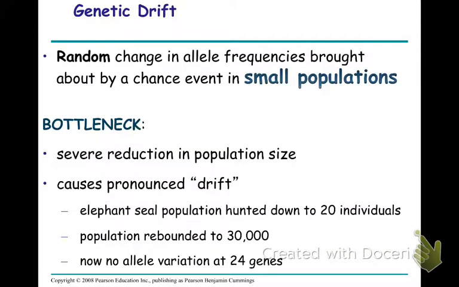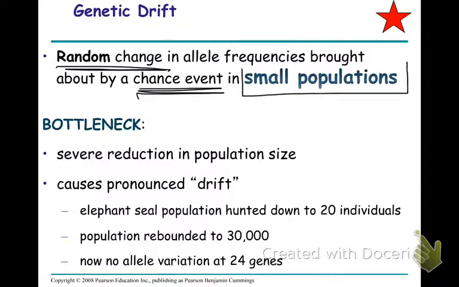Now we talk about genetic drift. Genetic drift, there are two types. The foremost important thing that you have to remember is there is a random change by a chance event. The most important word in this is that the population is small. So population being small, it can have two types: one called the bottleneck effect, the other called the founder effect.